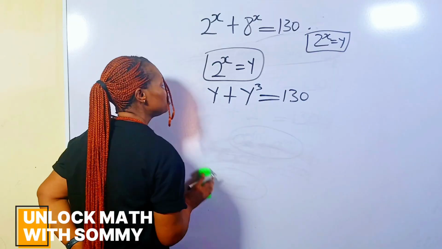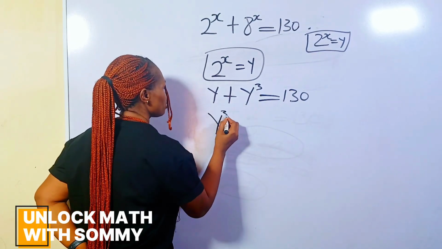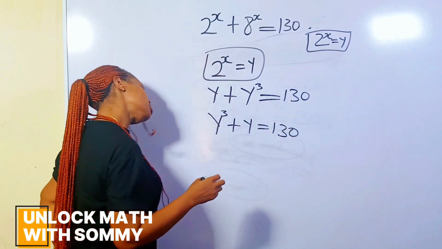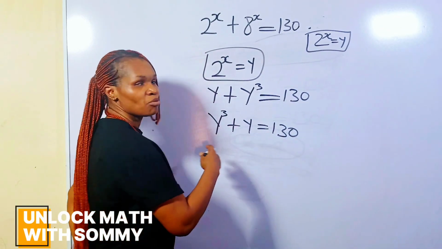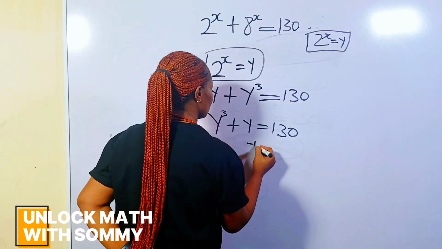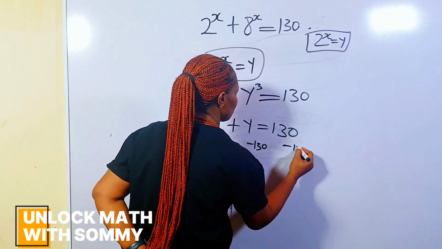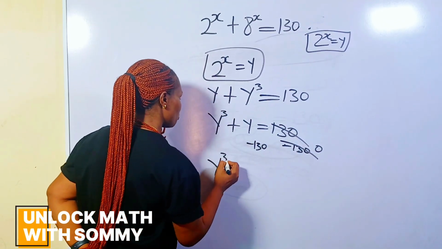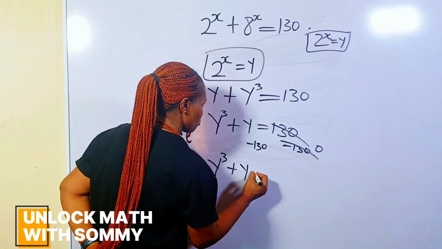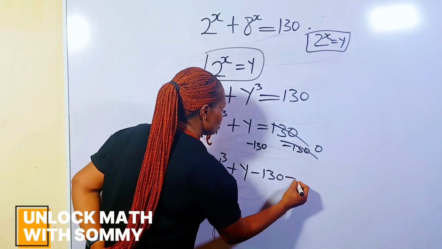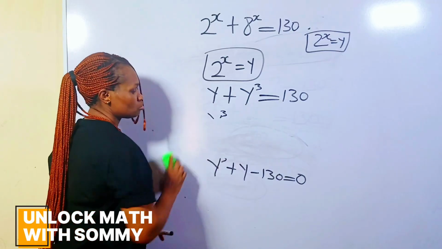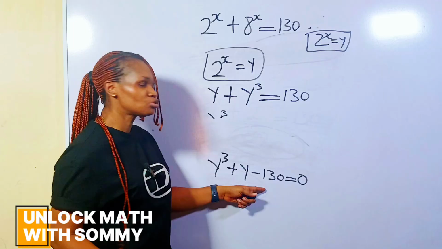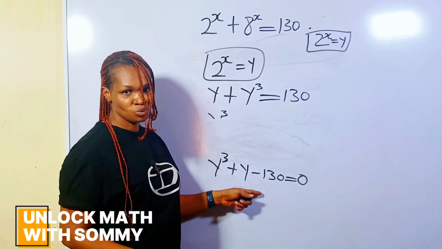If you rearrange, we now have y raised to the power 3 plus y is equal to 130. The next thing to do is to minus 130 from both sides. When we do that, the 130 cancels itself on the right and we have 0. We now have y raised to the power 3 plus y minus 130 is equal to 0. The next thing for us to do in this cubic polynomial is to find the root of this polynomial, that's the root of this equation.